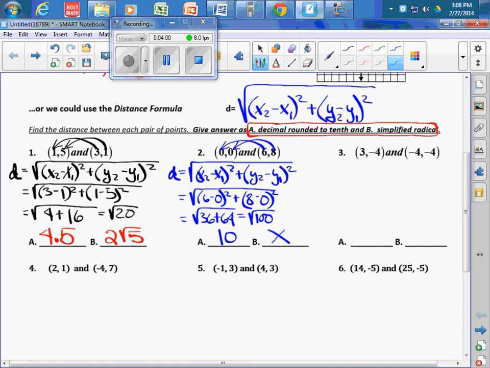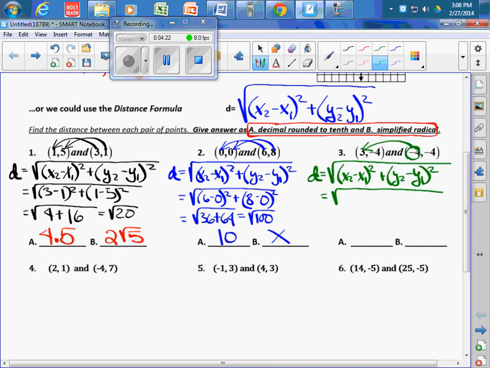Number 3. D equals the square root of x2 minus x1 quantity squared plus y2 minus y1 quantity squared. Now I've got to be careful here. We're going to take negative 4 minus 3 and square it. Plus.